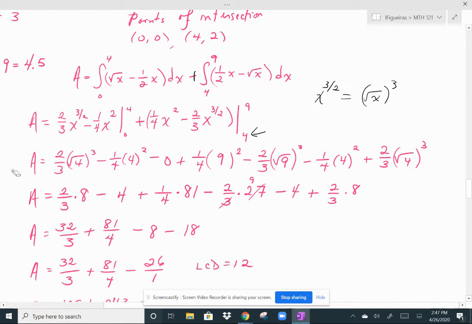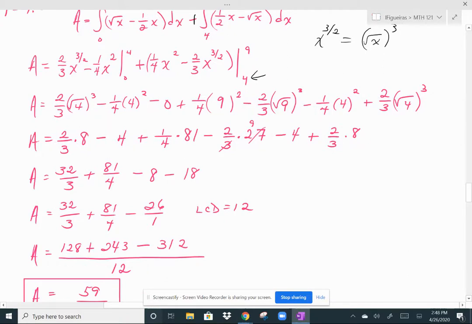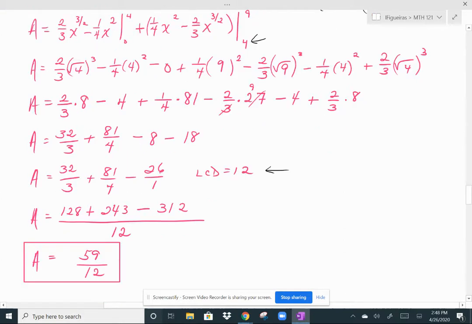So the rest of this is just some arithmetic. Be careful with your fractions. You eventually get to a point where you need a common denominator, which is 12. And when you compute that, you get that your area is 59/12.